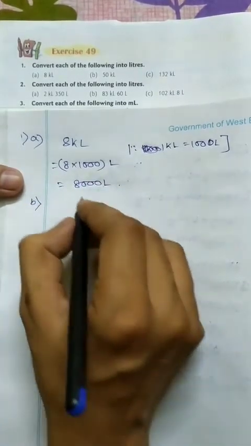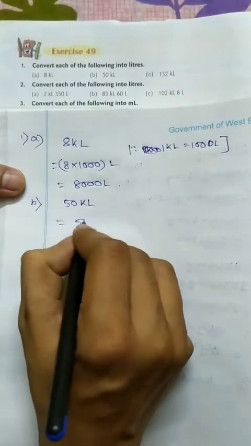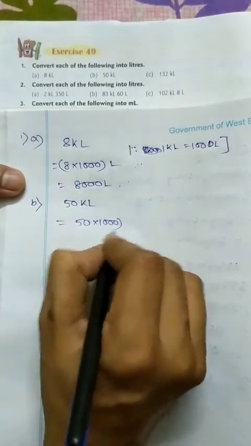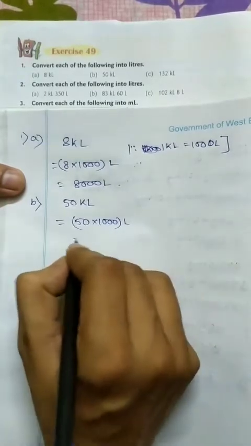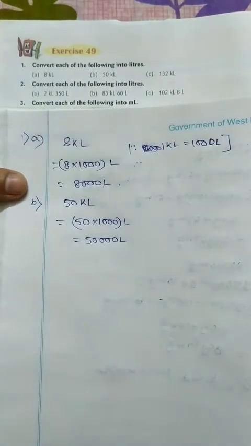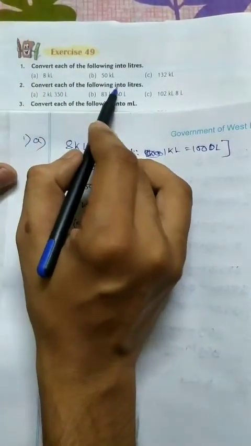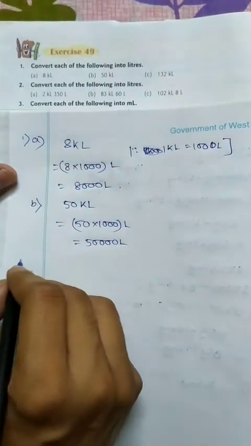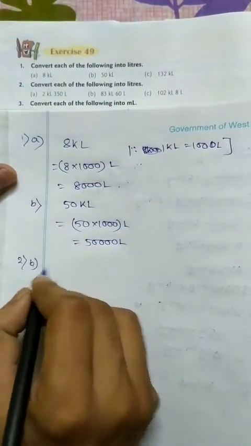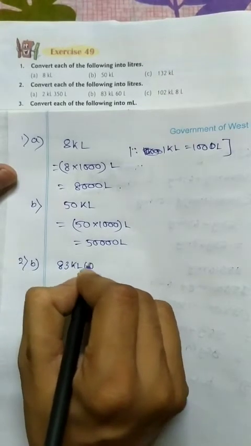Question number B. 50 kiloliter. Similarly, 50,000 liter, then kiloliter converted into 1000 liter. Okay. Now see question number 2. Convert each of the following into liters. Question number 2B. We have 83 kiloliter, 60 liter.